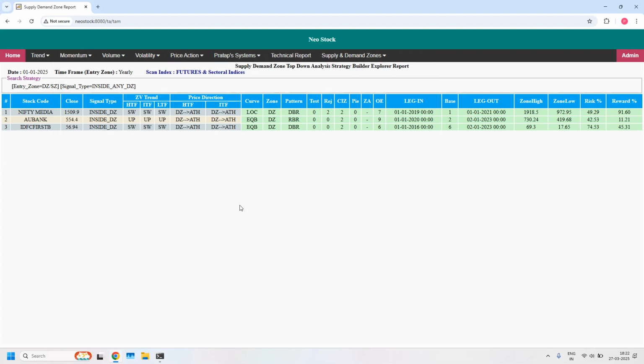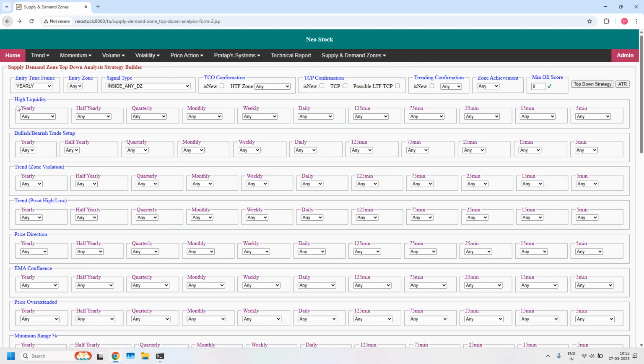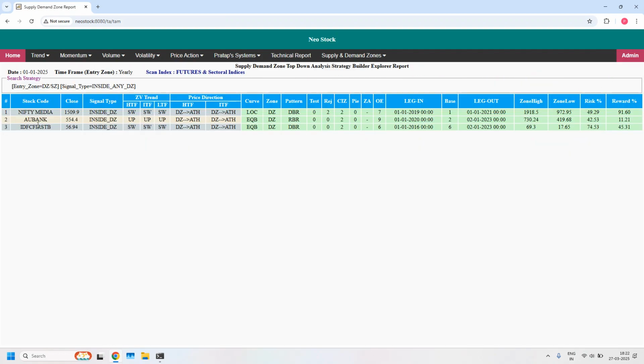Okay, so let me generate this report once again. For the yearly time frame, price closed inside the yearly demand zone. Only 3 stocks are there. Fine.